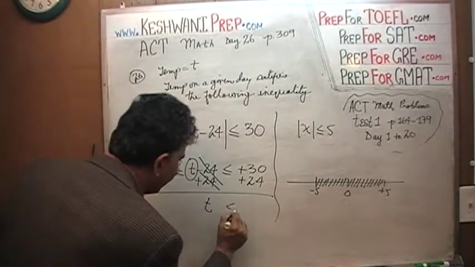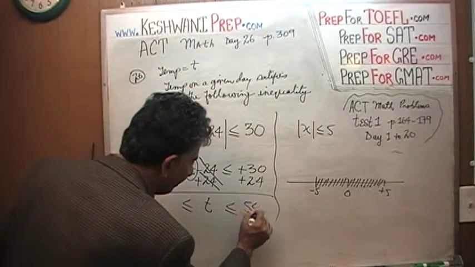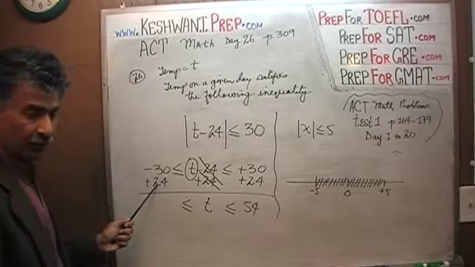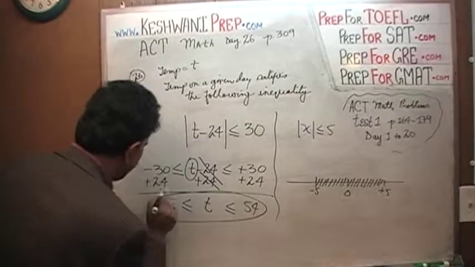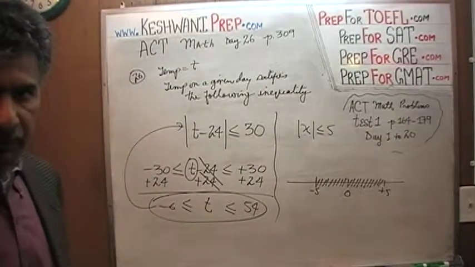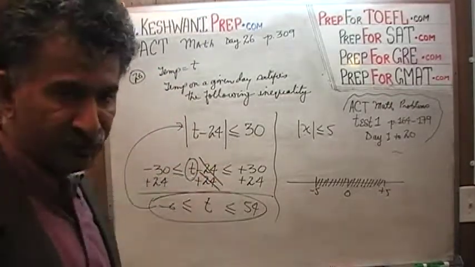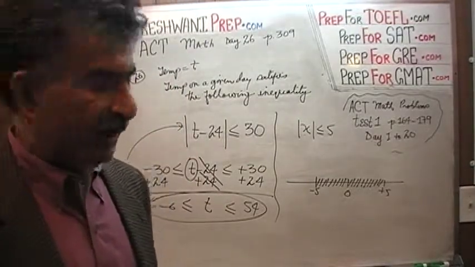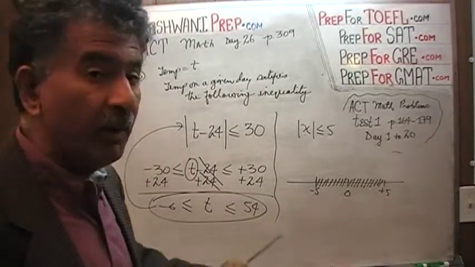T, now we know, has to be less than or equal to this quantity right here, 30 plus 24, which is 54, and it has to be greater than or equal to negative 30 plus 24, which is negative 6. There you go, voila. So what this tells us is that on a given day, the lowest temperature you had in the middle of the night was negative 6 degrees, but during the day it warmed up all the way up to 54 degrees.